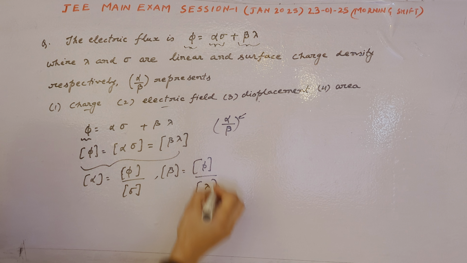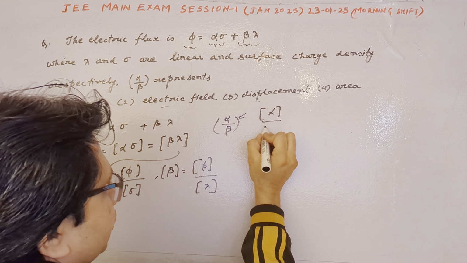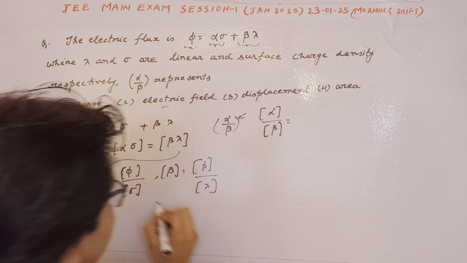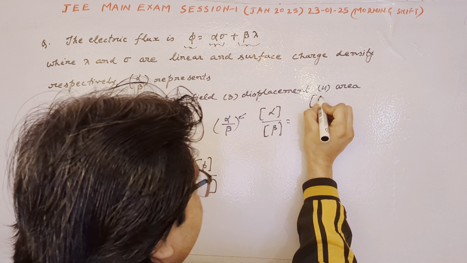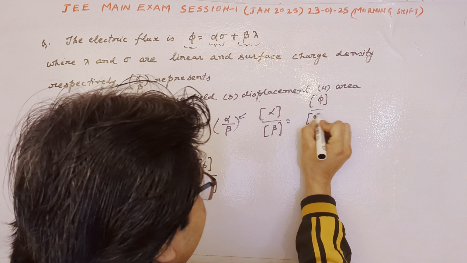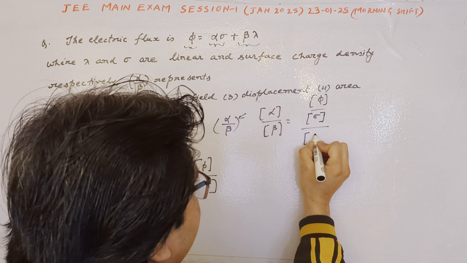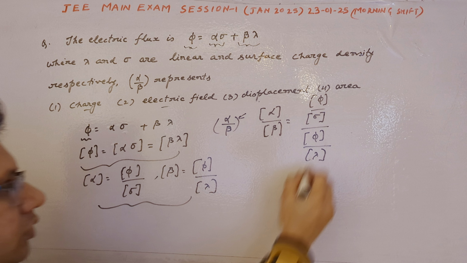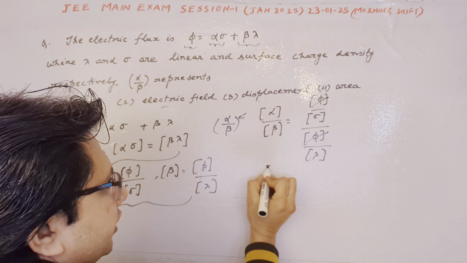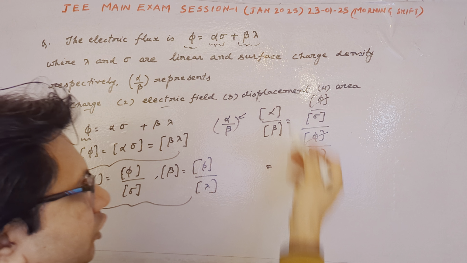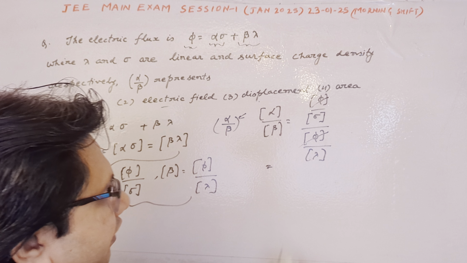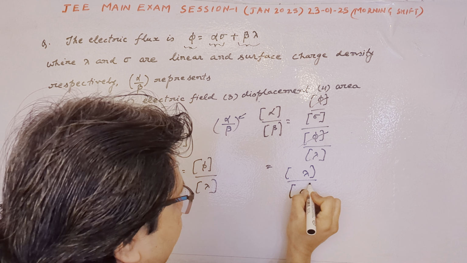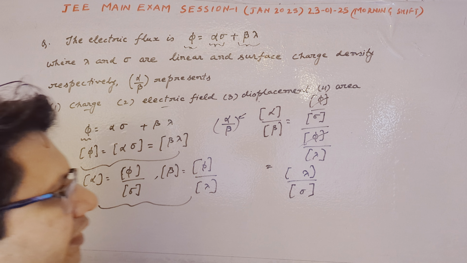Now we have to find this ratio alpha upon beta. So the dimension of alpha upon beta comes out to be dimension of phi upon dimension of sigma, upon dimension of phi upon dimension of lambda. Phi cancels, so we need not worry about the dimension of phi here because it cancels out in the division, and we get dimension of lambda upon dimension of sigma.